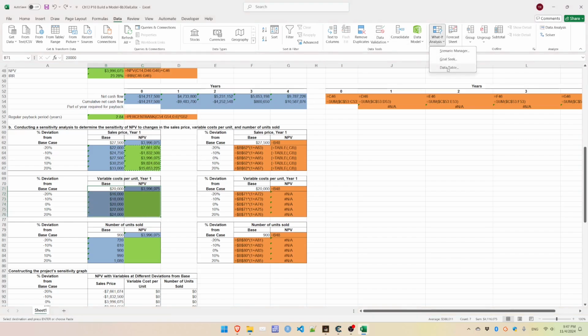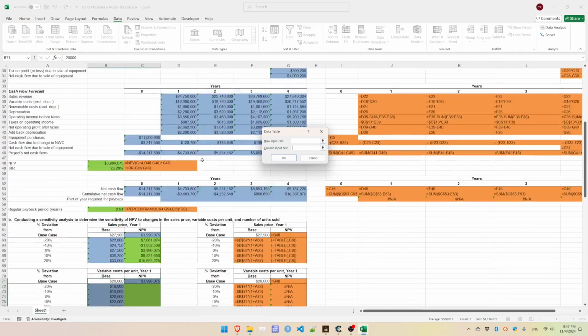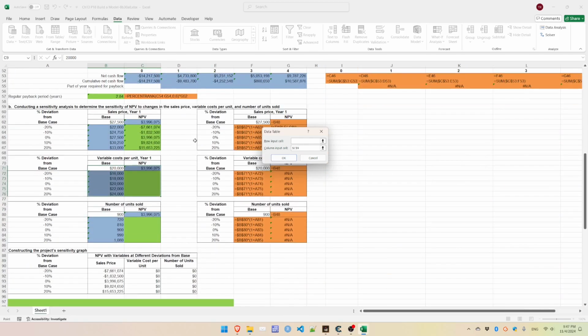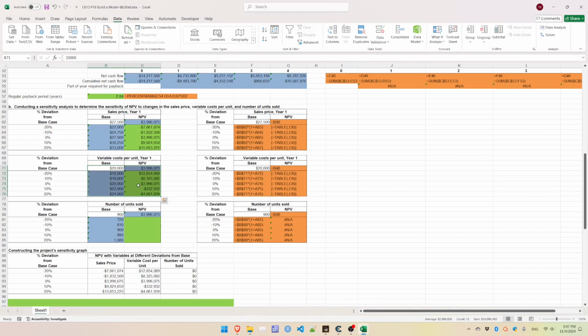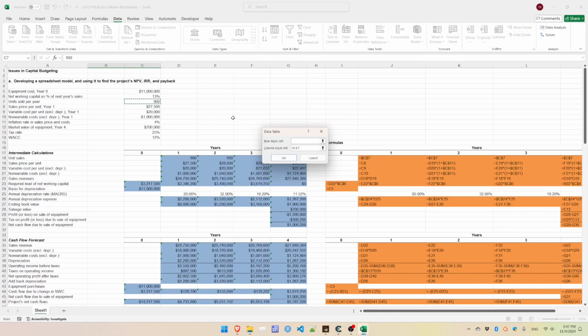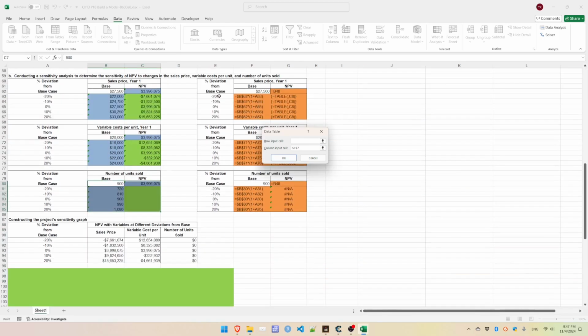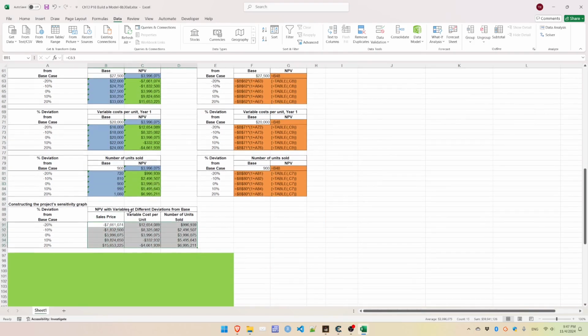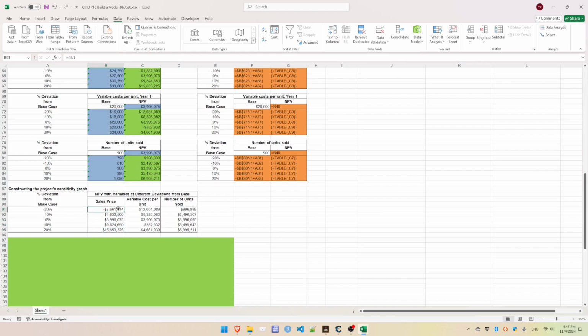So you can do What-If Analysis, Data Table, and the column input cell is going to be C9, variable cost per unit, right? So I hit enter, I got everything again, base case, they're the same. And I do it again: data selection, Data Table, What-If Analysis, and the column input cell is going to be the 900 units, C7. Hit enter, I have everything populated. So this is the sensitivity table.